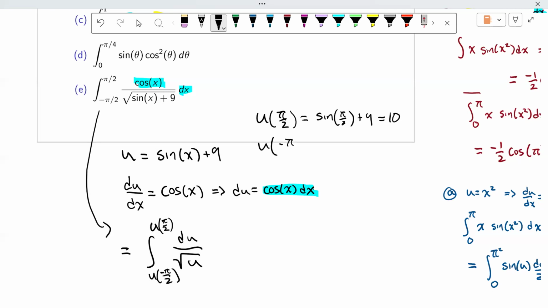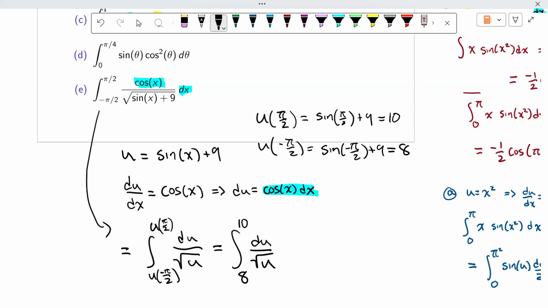And then when I do this one, it will be sine of negative pi over 2 plus 9. Sine of negative pi over 2 is -1, so I'll get an 8. And so I can just get it down to this integral here. This is pretty nice looking, I think. That's the idea there.